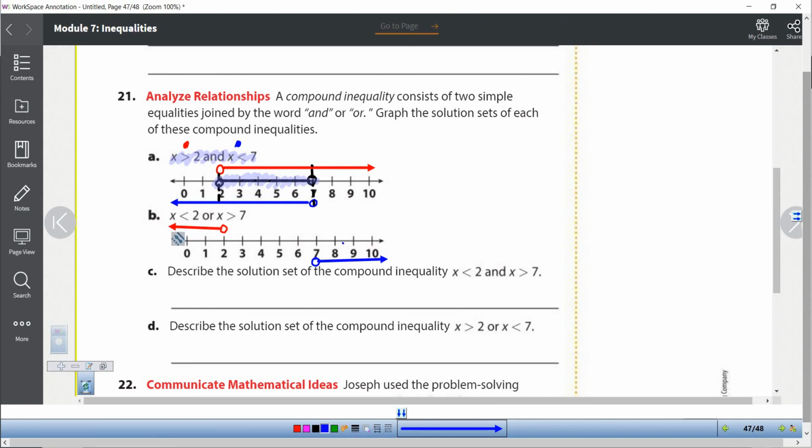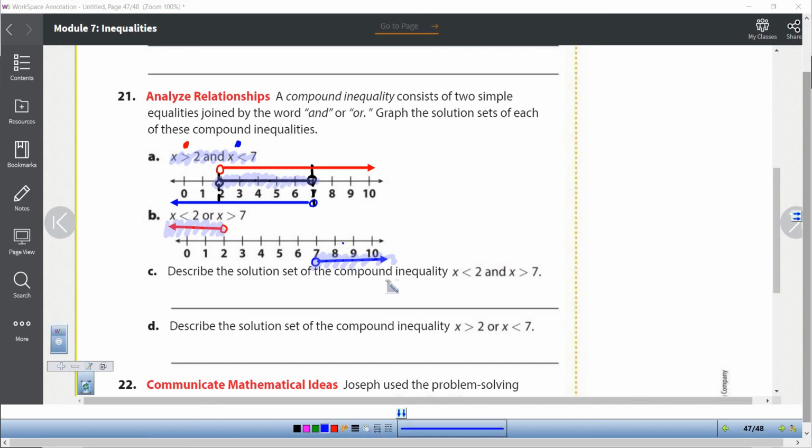X is less than 2 goes that way. X is greater than 7 goes that way. That idea of or is the same. You can be in one or the other. So now we're going this direction and that direction. So now we can be anywhere except in that middle area. So if I were to say, where are the solutions? Well, I could be over here or I could be over here. By the way, even though I highlighted over it, the open circles would not be included.